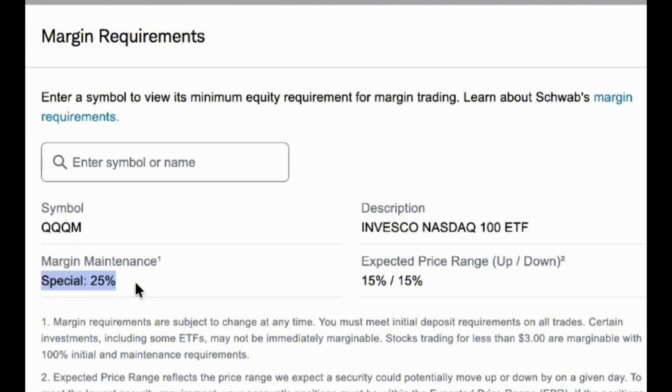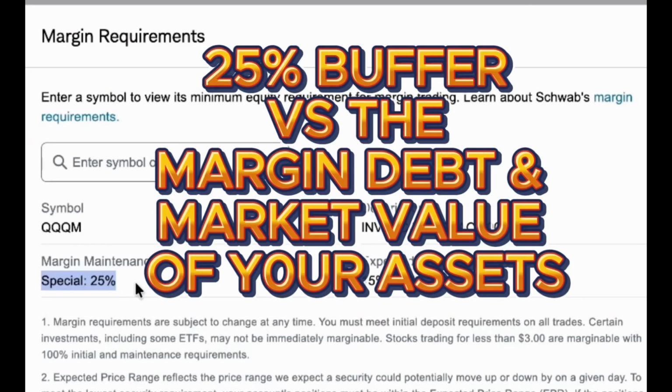This is essentially saying, hey, whatever amount of equity we have based off the amount of debt we take out that we borrow against QQQM, we need to make sure we have a 25% buffer before we're getting margin called.